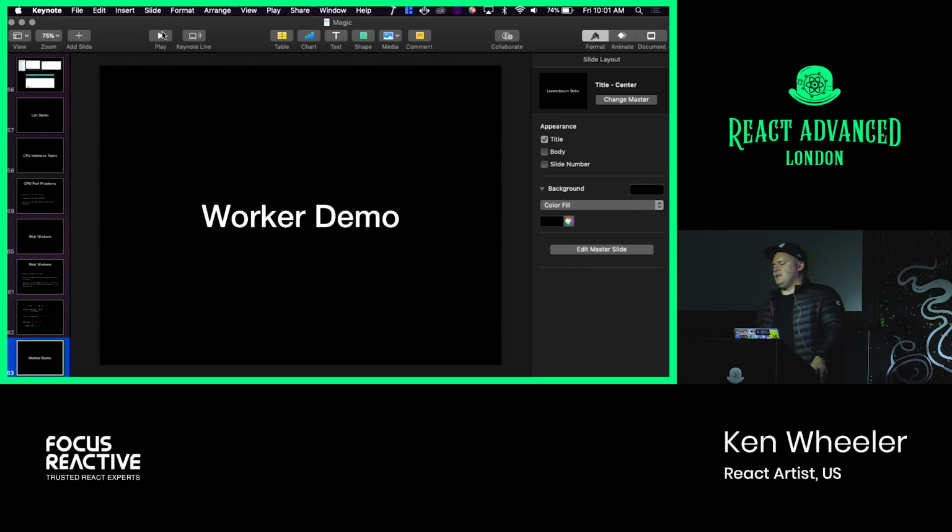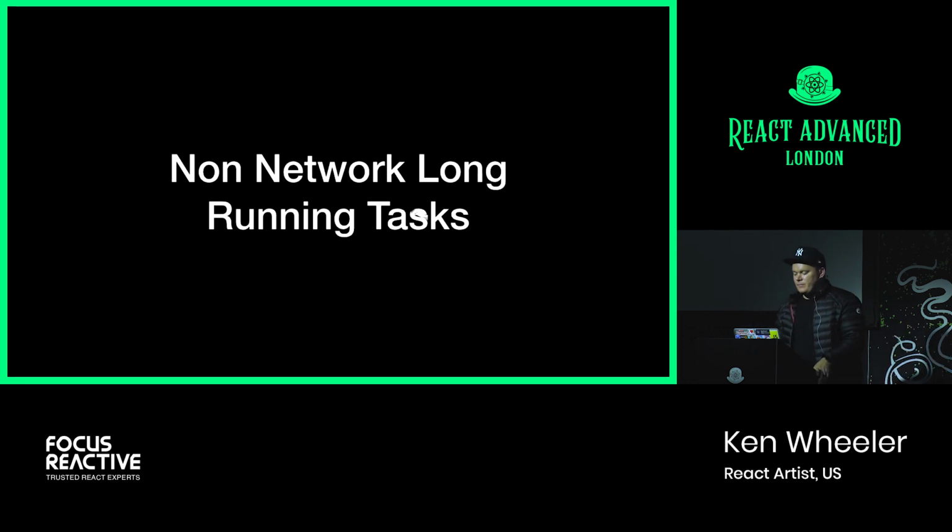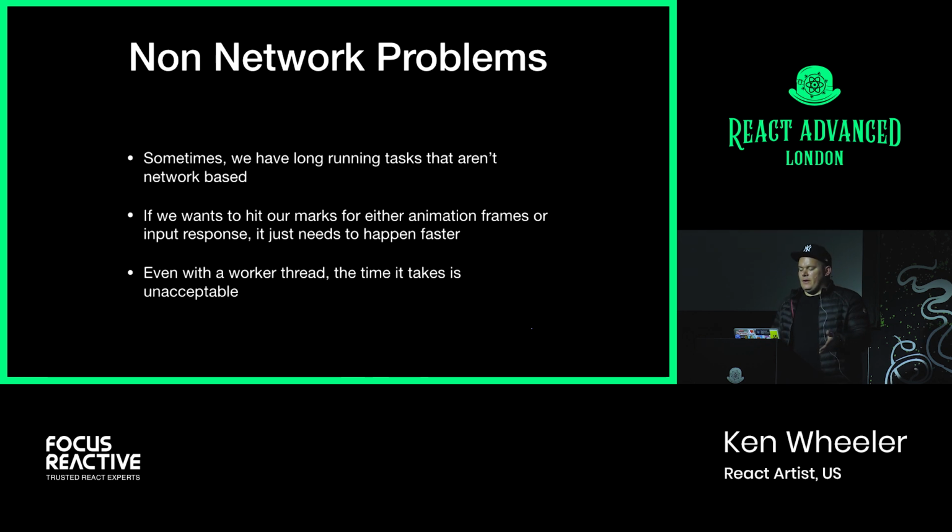If you have a heavy CPU task, you can do that there. If you have non-network long-running tasks, right? If you click a button and your response isn't fast enough, a lot of the time that's the server. If it's not the server, if it's your actual code, you're actually doing computation. How do we make that faster? If our JavaScript isn't fast enough, how do we make it faster?